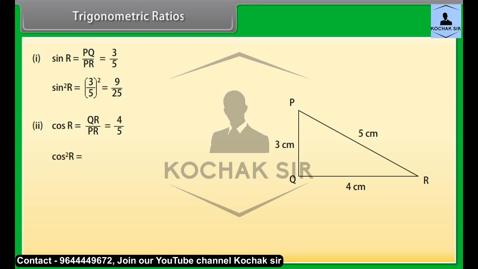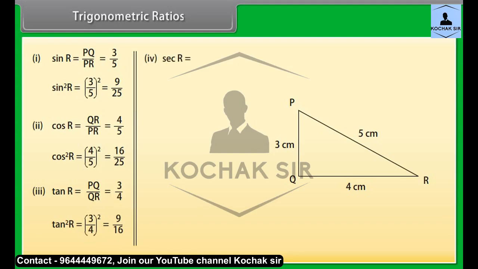Cos square R is equal to 4 upon 5 whole square, which is 16 upon 25. Tan R is equal to PQ upon QR, which equals 3 upon 4. Tan square R is equal to 3 upon 4 whole square, which is 9 upon 16.